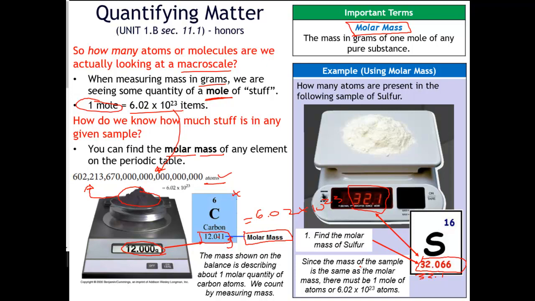And because it's weighing 32.1 grams, it must mean that there are about 6.02 times 10 to the 23rd atoms. There are about 1 mole of atoms. Now you're like, wait, that many atoms, 602 sextillion atoms on that scale? Yeah, that's how small atoms are.